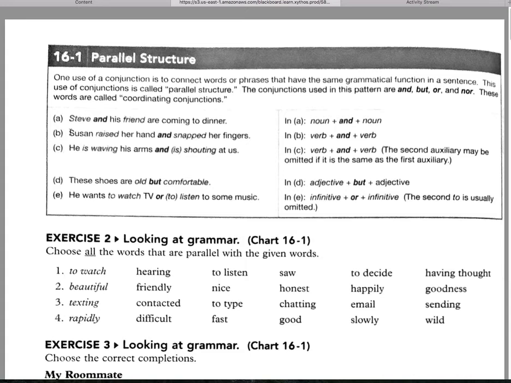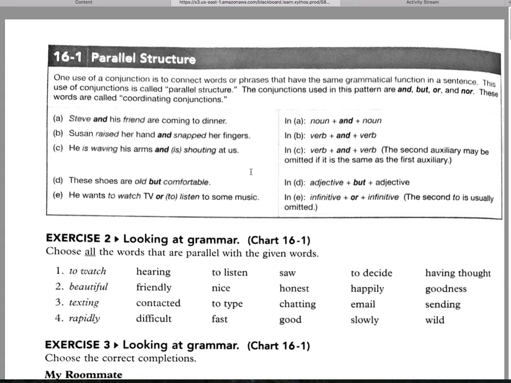Letter B. Susan raised her hand and snapped her fingers. So here, raised is the verb. Here's the conjunction and. Snapped is a verb. So in B, you have verb plus conjunction and plus verb, connecting. That's parallel structure. In C, he is waving his arms and is shouting at us. Okay? Here, in C, verb connected with and, verb.